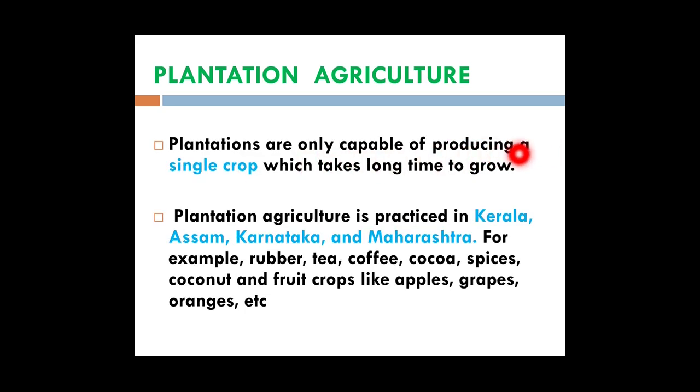Plantations are only capable of producing a single crop which takes a long time to grow. As we discussed earlier, it takes a long time, but when it is mature, it gives a lot of profit. Plantation agriculture is practiced in India in Kerala, Assam, Karnataka and Maharashtra, and the major plantation crops are rubber, tea, coffee, cocoa, spices, coconut, fruits like apple, grapes, oranges, etc. So these are the states where plantation agriculture is practiced in India, and these are the main crops.